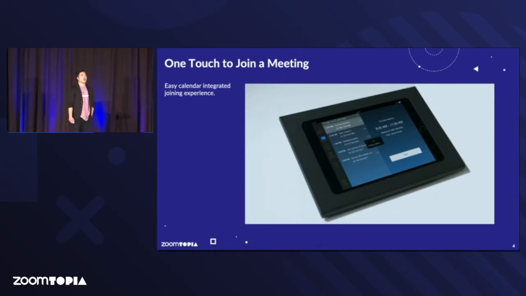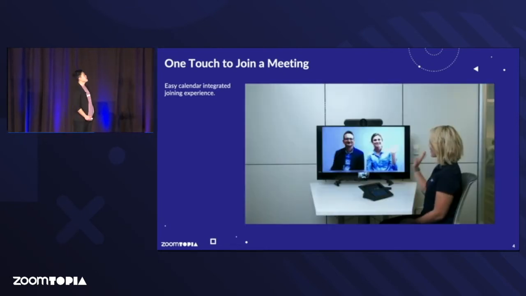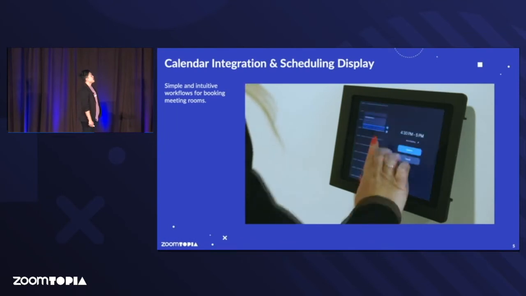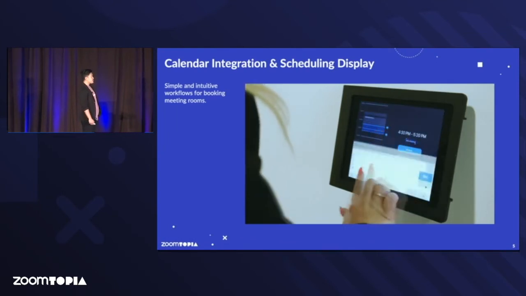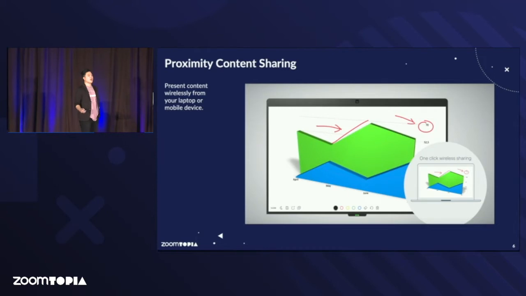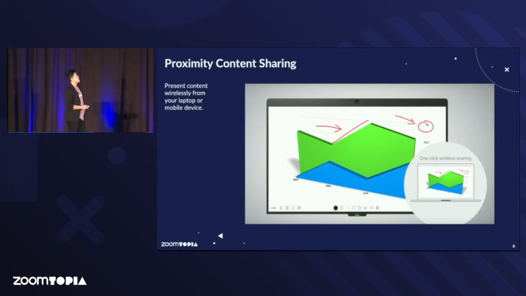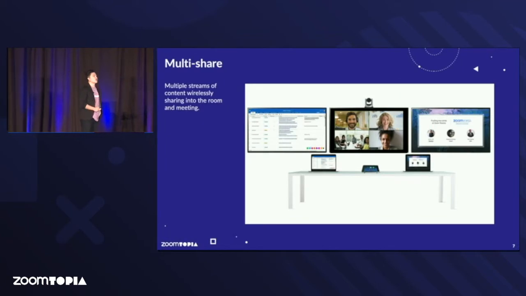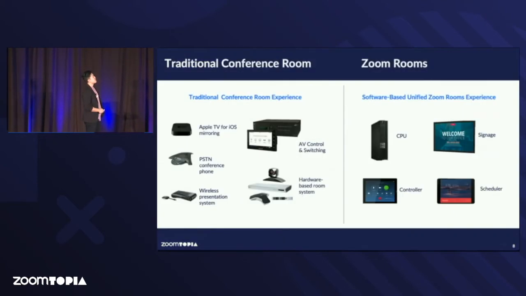So we standardize, as you can tell. One-touch join a meeting is a great way to start a meeting. Next is calendar integration and scheduling displays. Proximity content share, so wirelessly being able to share your content, is a great addition that you can use anywhere in your offices, anywhere in your Zoom Rooms. Next is multi-share, so you can share more than one content in a Zoom Room. You can be looking at two different contents at the same time.